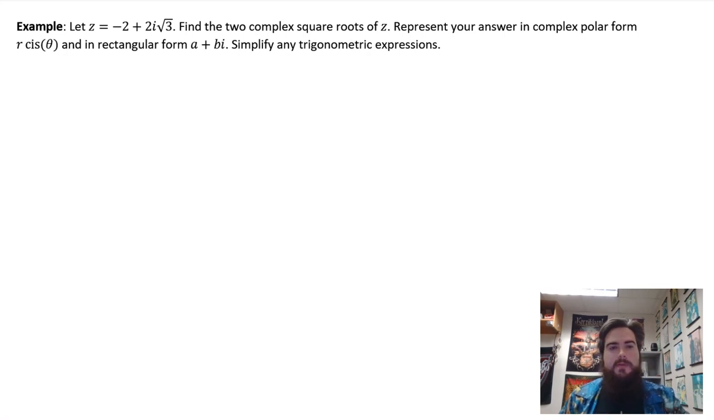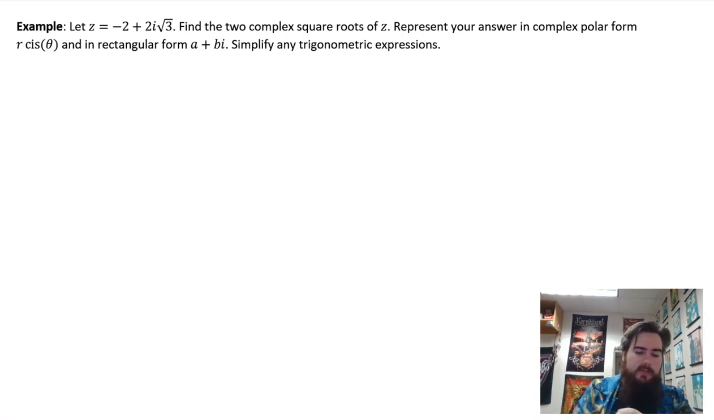In this example, we will let z equal -2 plus 2i square root of 3. We are going to find the two complex square roots of z, represent our answer in both complex polar form, r cis theta, and in rectangular form, a plus bi, simplifying any trigonometric expressions. So, if we do want to find the complex square roots, the first thing we're going to do is take z and change that into complex polar form.